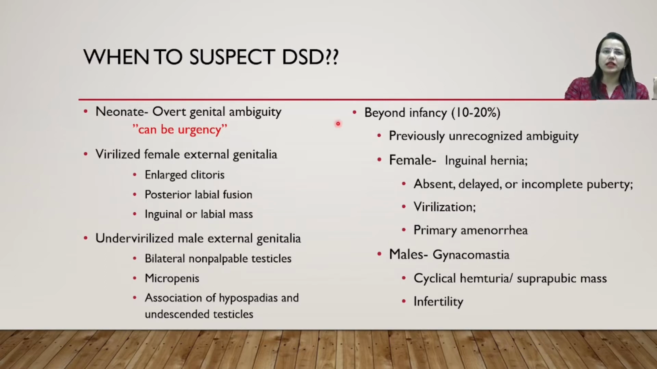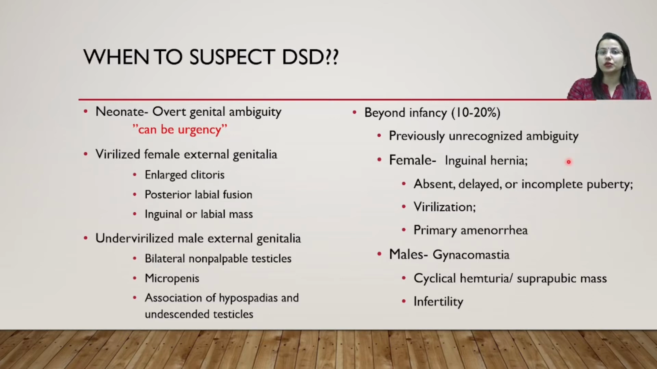If there is any ambiguity, they usually present early to us, while beyond infancy they also come, presenting with previously unrecognized ambiguity. A male child, especially if he has hypospadias with associated undescended testes, we do suspect to have DSD. That is a common presentation. Then for a female child, they may have an inguinal hernia, or there could be an inguinal mass which needs to be evaluated.